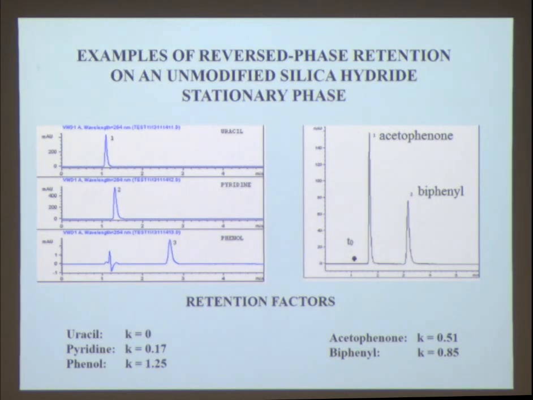Okay, here is just pure silica hydride itself, verifying the fact that the surface is mildly hydrophobic. So here's uracil, which is a very polar compound. It's not retained at all, so the retention factor is 0. Pyridine has some hydrophobicity to it. It has a small retention factor. Phenol is a bit more hydrophobic, so stronger retention factor. A couple more over here, acetophenone and biphenyl, also having some retention on a pure silica hydride surface. So this verifies the fact that if we look at it from a chemical point of view, the surface itself is mildly hydrophobic as compared to if you did this on ordinary silica. All of these molecules would have no retention at all.